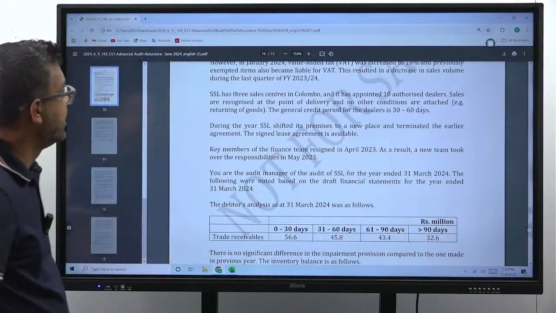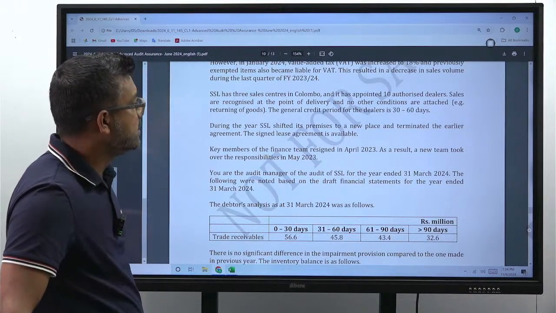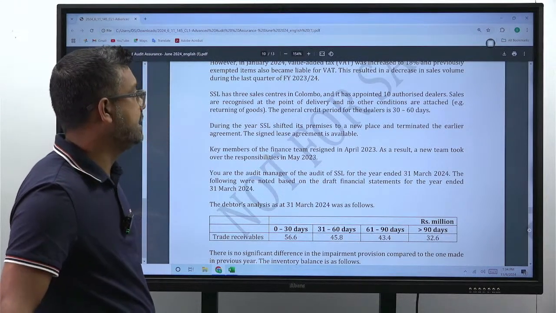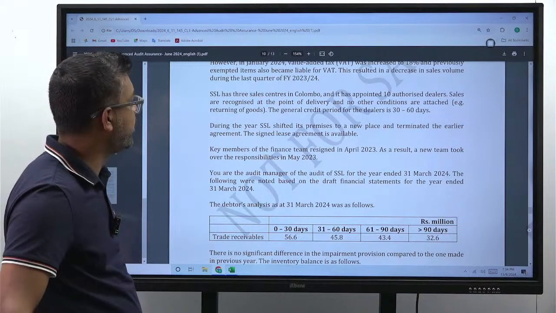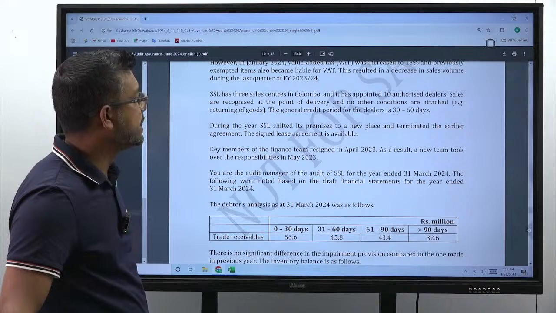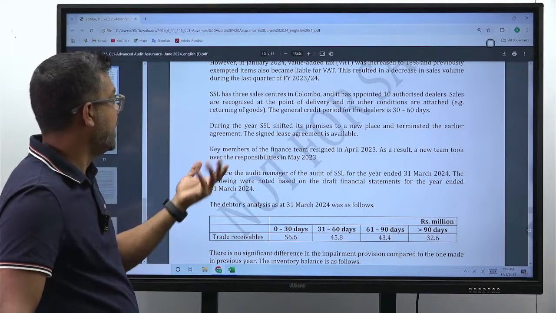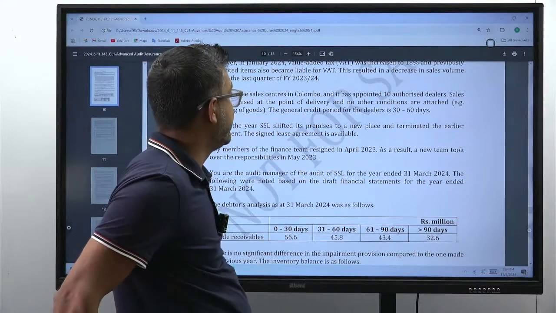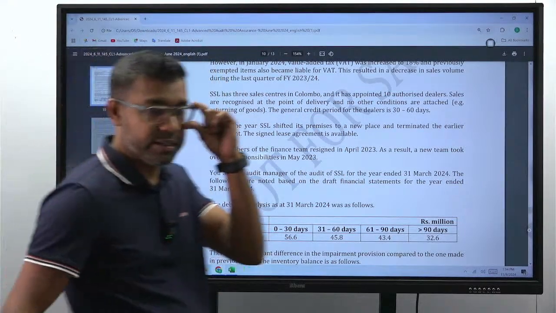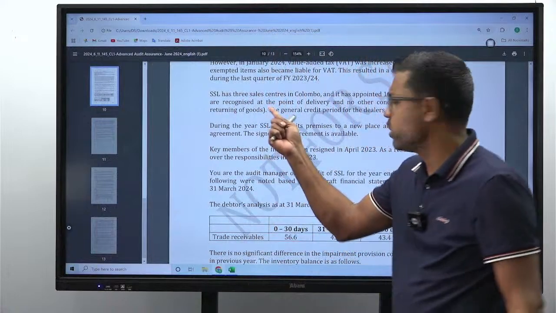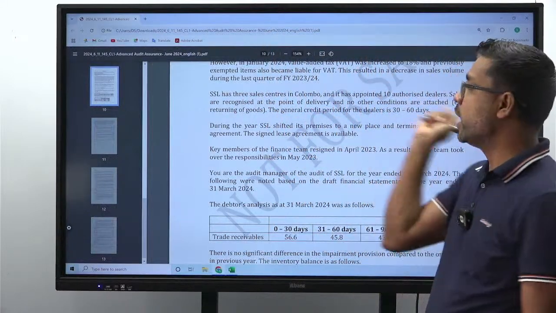SSL has 3 sales centers in Colombo, and it has appointed 10 authorized dealers. Sales are recognized at the point of delivery and no further condition attached. For example, returning of goods. You can't return the goods. The general credit period is 30 to 60 days. Here I am not seeing a significant risk because revenue recognition is also fine. At the point of delivery, yes, we can recognize revenue because you can't return the goods.